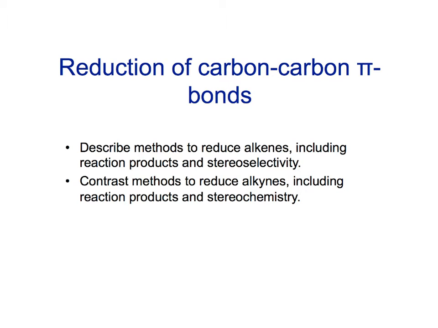In this highlight video, we will talk about the reduction of carbon-carbon pi bonds. After watching this video, you should be able to describe methods to reduce alkenes to alkanes, including predicting their products and whether there is reaction stereoselectivity. In addition, you should be able to contrast methods to reduce alkynes, including, again, predicting products and the stereochemistry of the products.